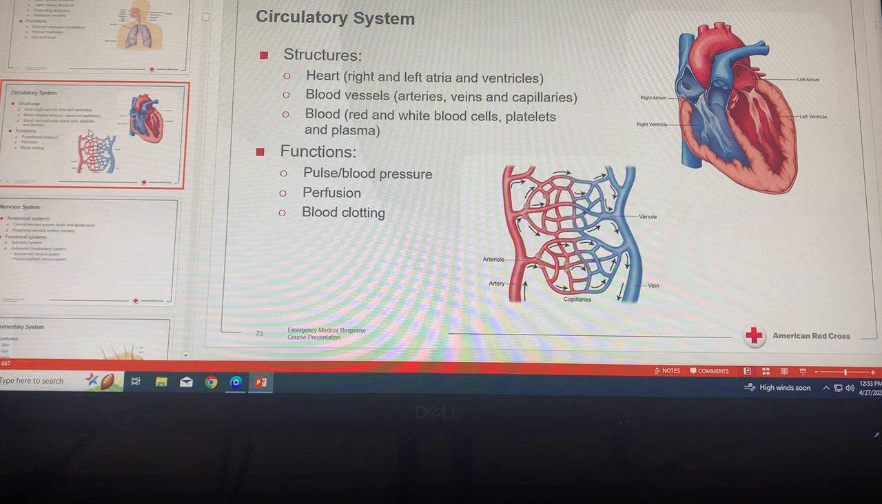Now we're going to discuss the circulatory system. The circulatory system consists of the heart, blood vessels, and blood. It is responsible for delivering oxygen, nutrients, and other essential chemical elements to the body's tissue cells and removing carbon dioxide and other waste products via the bloodstream.